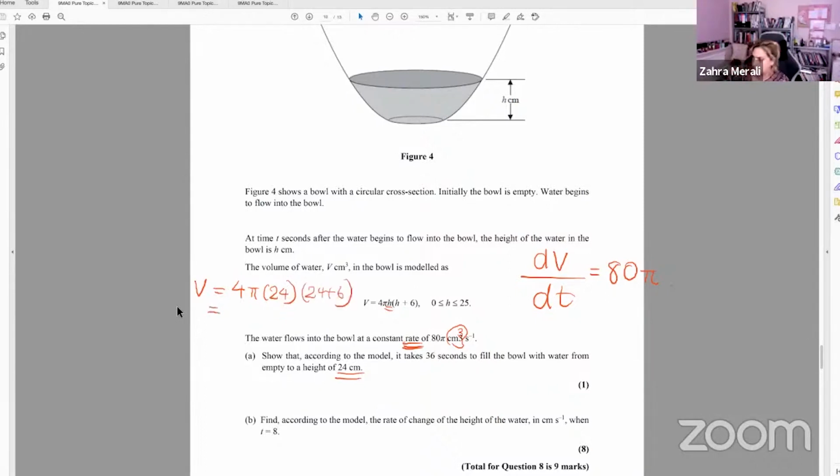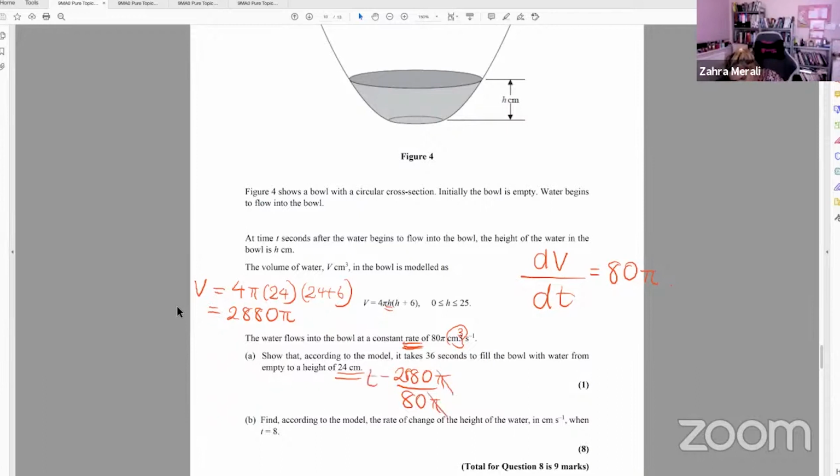And that gives me 2880 pi. So that's the volume at 24 centimeters cubed. Now we know that every second 80 pi is coming out, because that's the rate it's coming out. So if we do 2880 pi divided by 80 pi, these cancel.